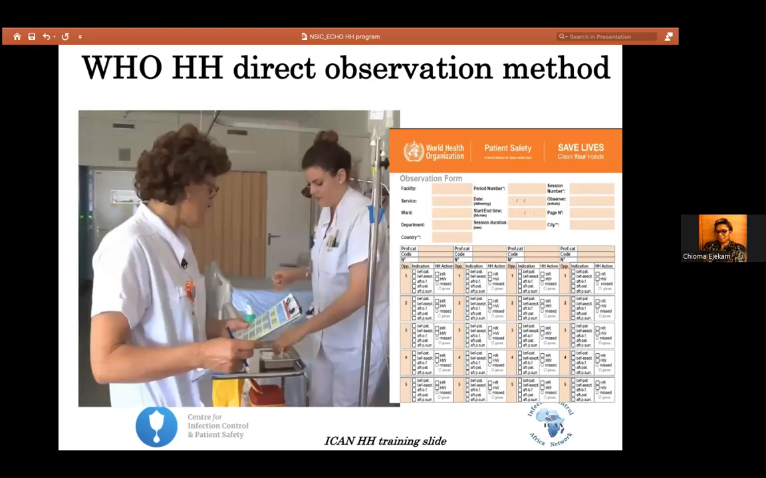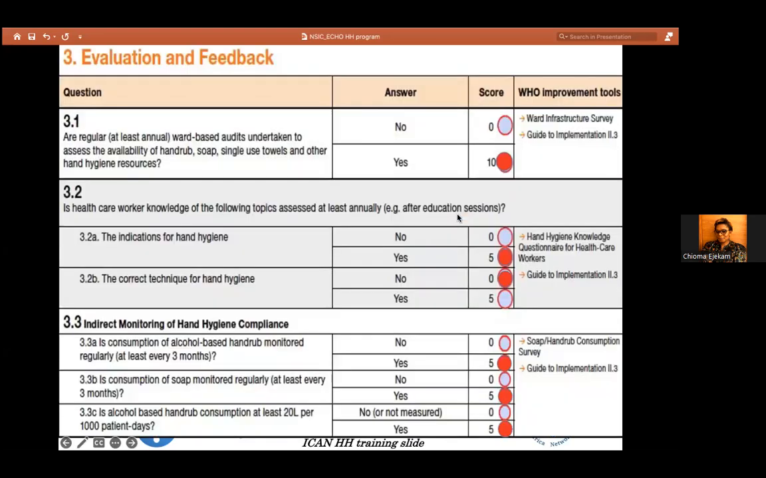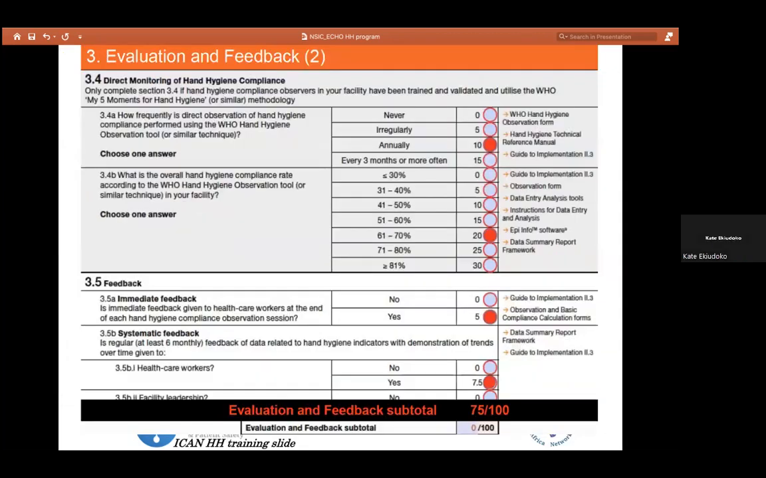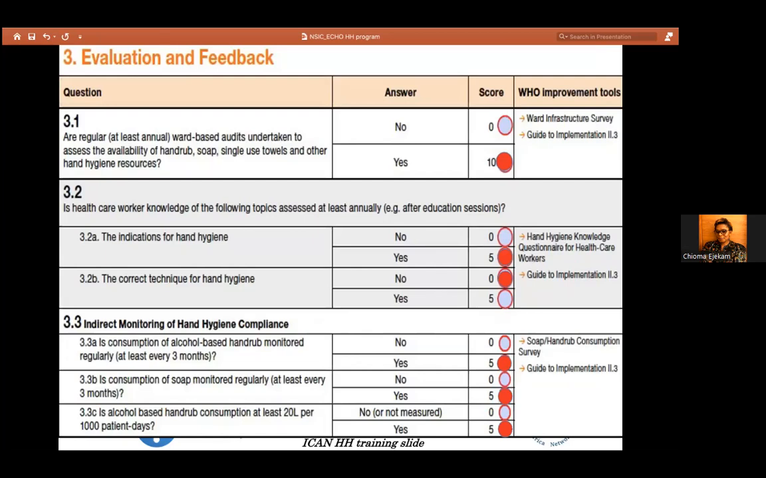And this is a senior health manager trying to assess the nurses' hand hygiene compliance by direct observation, and this is the observation tool. And these are the questions for you to check off or tick off when you're using the HSAF tool. And for my facility, I scored 75. It asks questions like, do you provide feedback after your compliance assessment? Do your health workers get assessed annually for indications of hand hygiene or the technique?